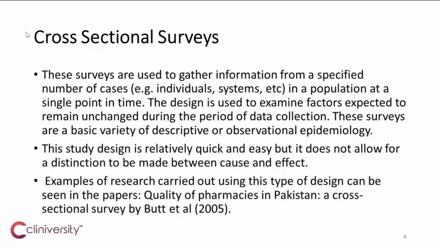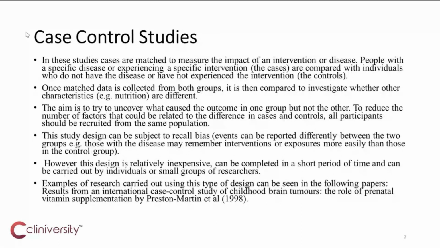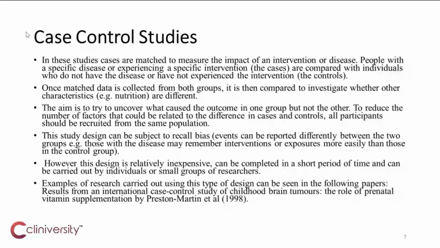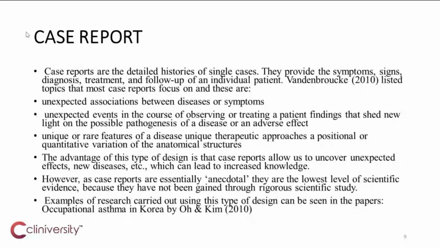And coming to the cross-sectional survey, you're going to find out the cause and effect. And coming to the case control studies, you're going to divide the population into different groups and investigate different characteristics, all the possibilities. And coming to the cohort study, you're going to divide the people who are under a common condition into different batches and identify the data, which is very expensive. So I hope you are clear with the cohort, case control, cross-sectional, and case report.